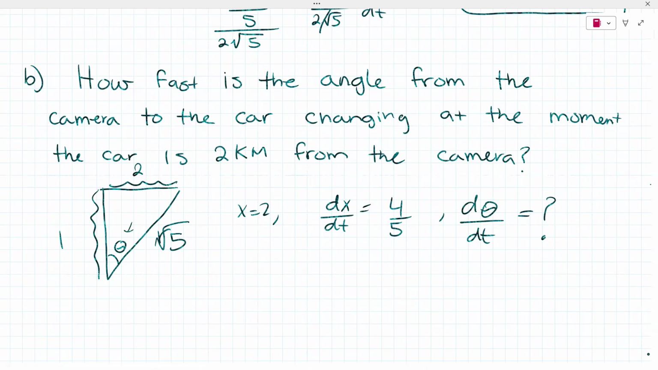It is a right triangle, so we definitely use SOHCAHTOA. I think you can get away with any of them. You could do sine, cosine, or tangent because we have all the side lengths. We have this leg 1, this leg 2, and the hypotenuse radical 5, so it will work for any. So maybe I'll do tan theta. Tan theta is opposite over adjacent. Here's theta, the opposite is 2, and the adjacent is 1.